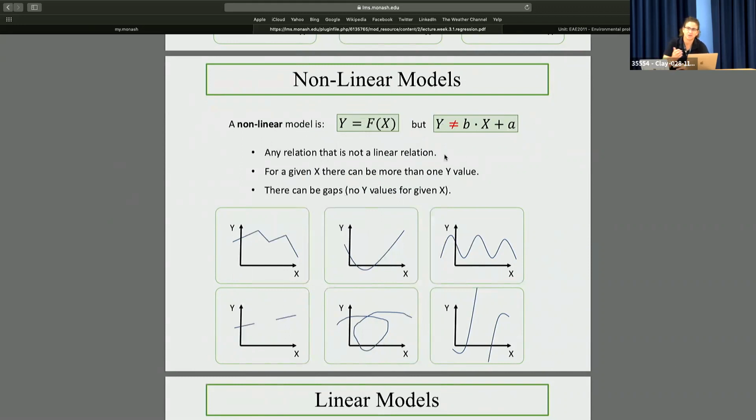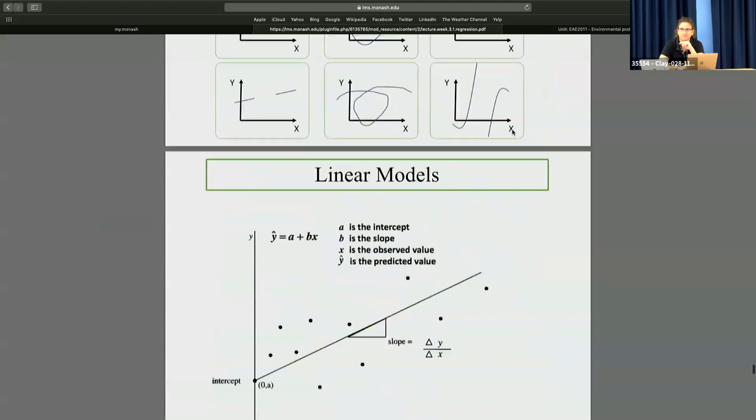So a nonlinear model, an NLM, is any relation between y and x that is not a linear relationship. And in those cases, for every given x, there could be more than one y value, like here. This x has 3 y's associated with it. We can have gaps, especially around the 0. If it's 1 divided by x, I'm going to have a line here, a line there, but there will actually be no 0 value. So I can have gaps. These are nonlinear models. We'll come back to these a little bit later, but right now we're focusing on the linear ones.